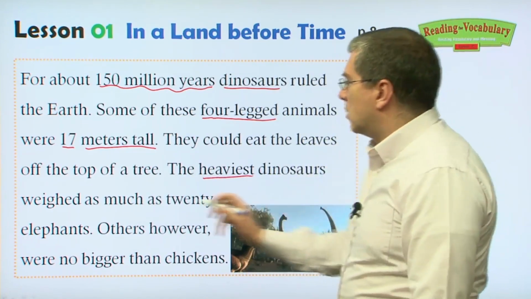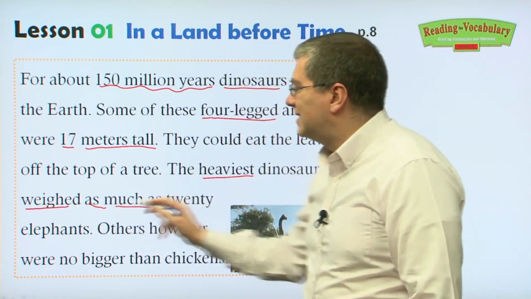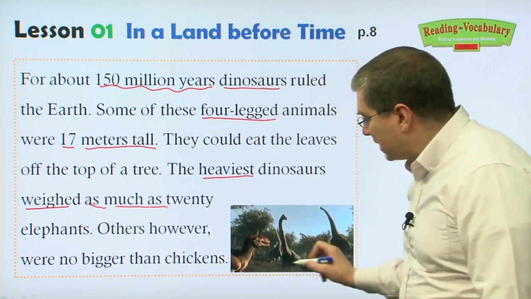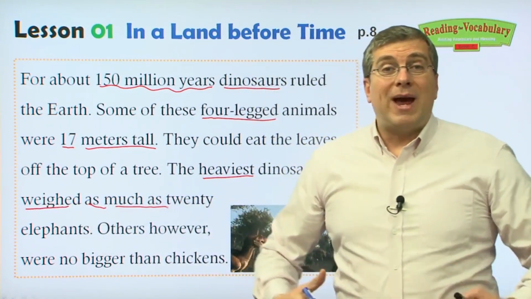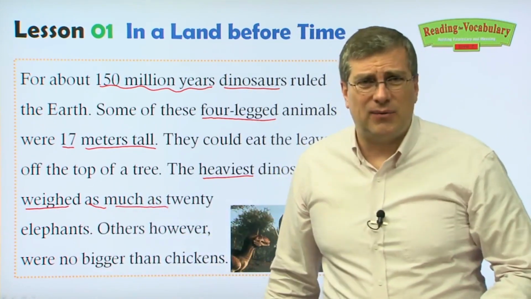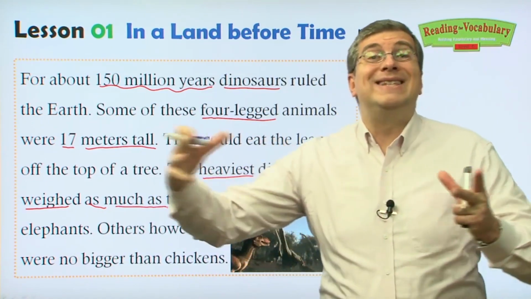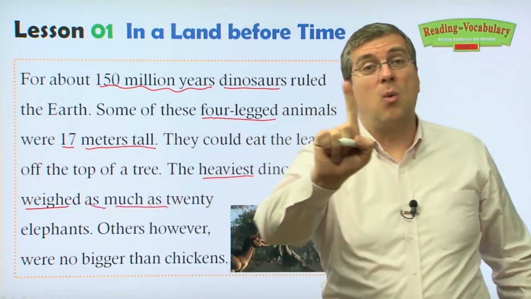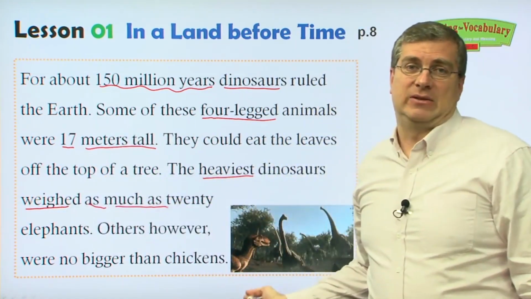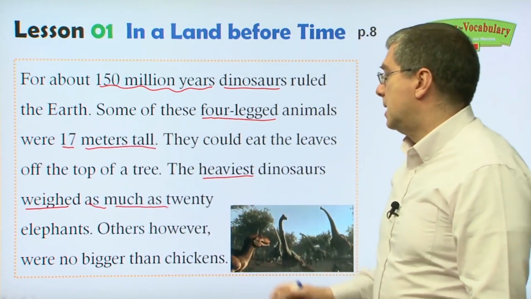These dinosaurs were so heavy, they weighed as much as 20 elephants. So these dinosaurs, their weight was the same as 20 elephants. Think about an elephant. Oh, that's a really heavy animal. Now think about 20 elephants, and that's one big dinosaur. Okay? That's amazing. That's very remarkable.